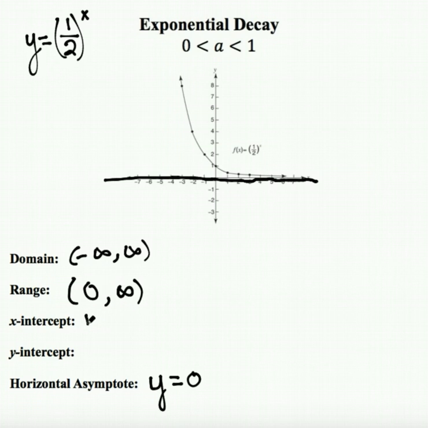No x-intercept. And again, my y-intercept is 1, so (0, 1). So very similar, except instead of having growth, so instead of going up from left to right, we're going down. We have exponential decay.